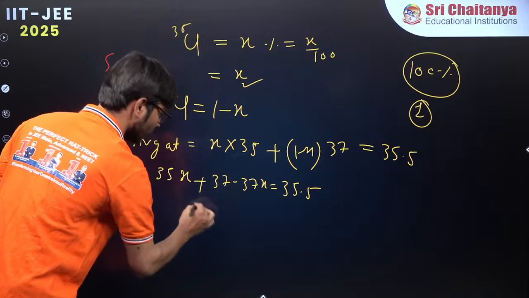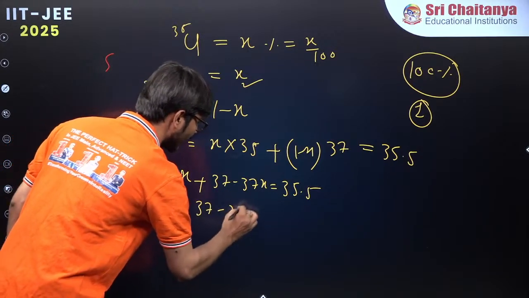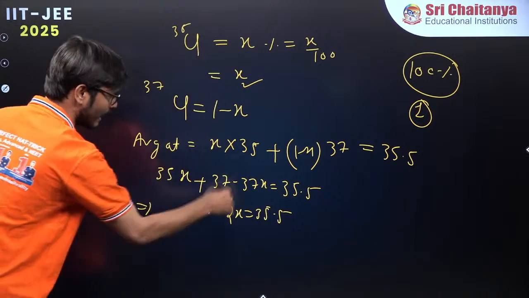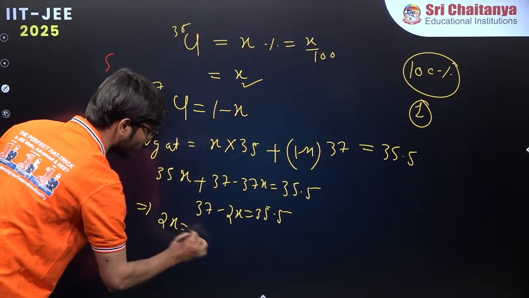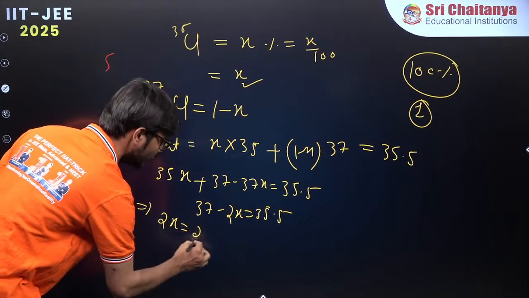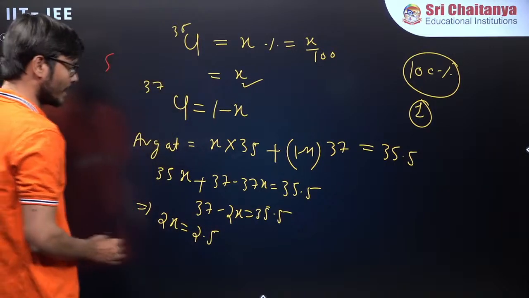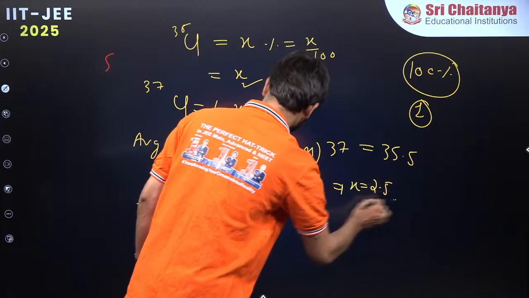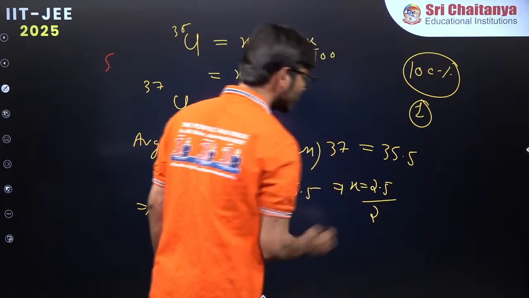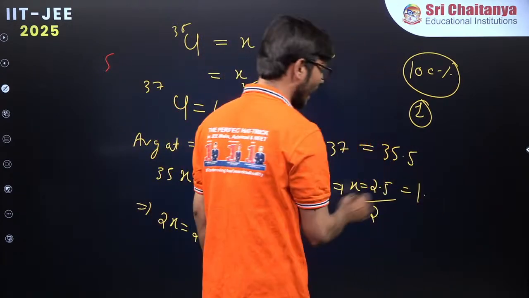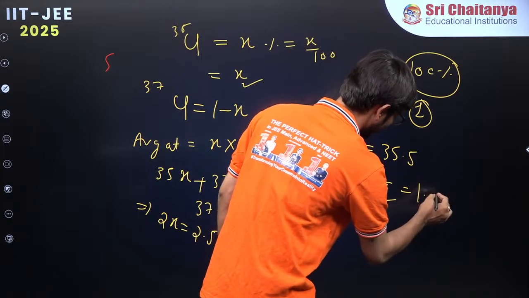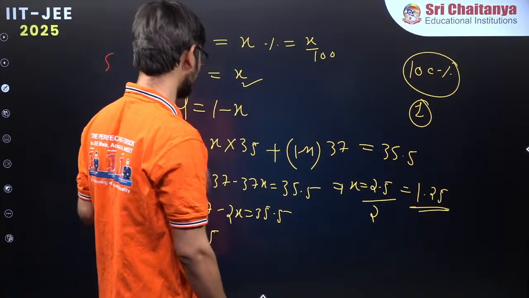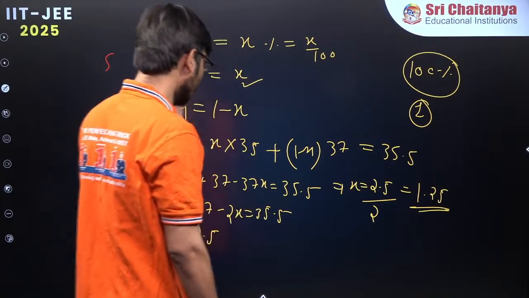We have 37 minus 2x is equal to 35.5. From here, I can say that 2x is equal to, tell me, how much? 2x is equal to 2.5. From this, we can calculate the x value. X value is equal to 2.5 by 2, which is equal to 1.25. So, we have got the x value. We have calculated the x value.